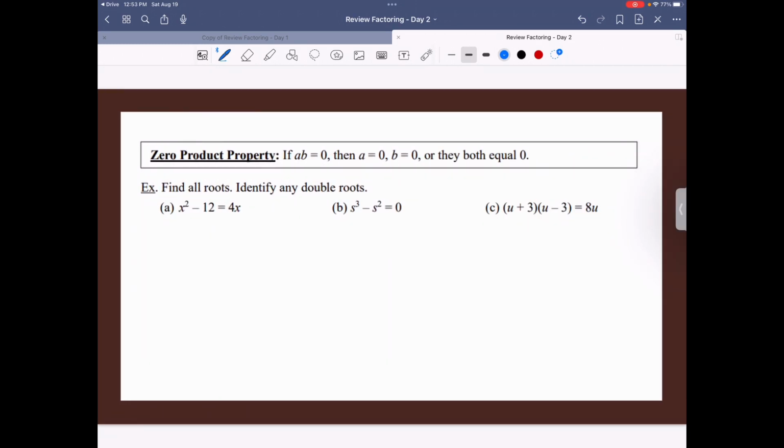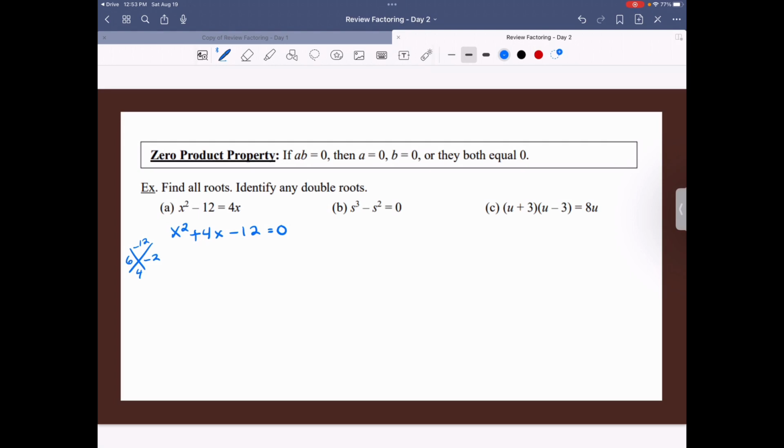Okay, zero product property. We want to find all the roots, identify any double roots. Okay. Let's rewrite this as x squared in standard form, so plus 4x minus 12. And that equals 0. Are there factors of negative 12 that add up to 4? Yes. 6 and negative 2.